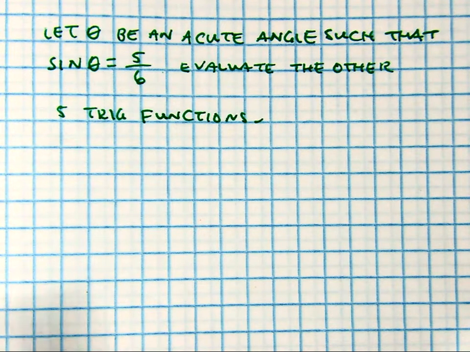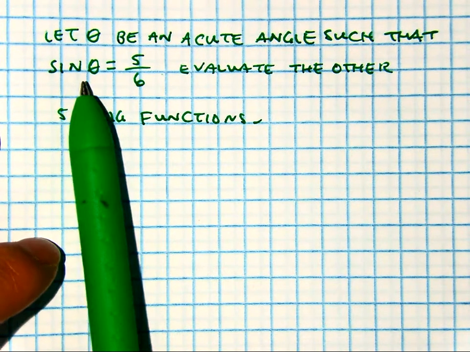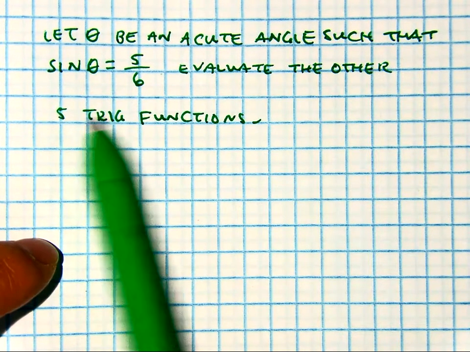Alright, so we let theta be an acute angle such that sine of theta equals 5 over 6. Evaluate the other 5 trig functions.